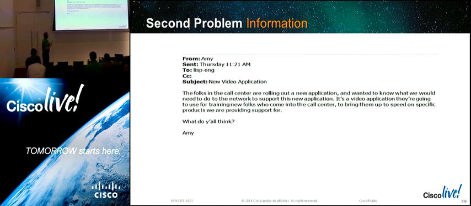It's the same company, but now what they're saying is we have the folks out in that call center, they're rolling out an application and want to know what do they need to do to the network to support it. It's a video app they're going to use for training for folks who come to the call center, to bring them up to speed on what products we are providing support for. Okay, great. Sounds cool. So we're adding video to the network. That's about all I get out of this, right?